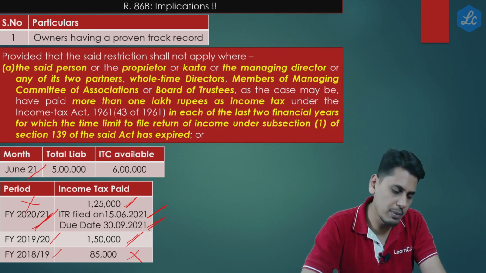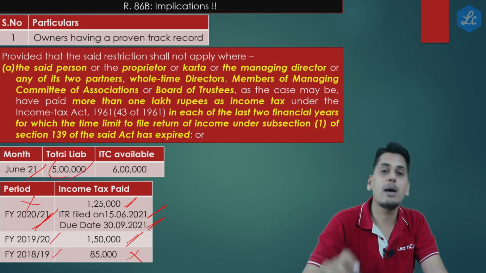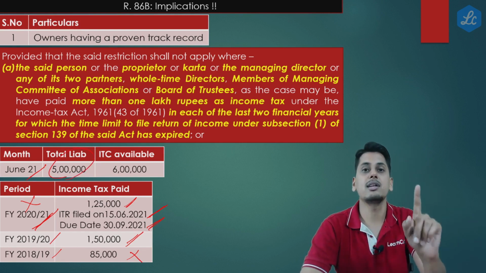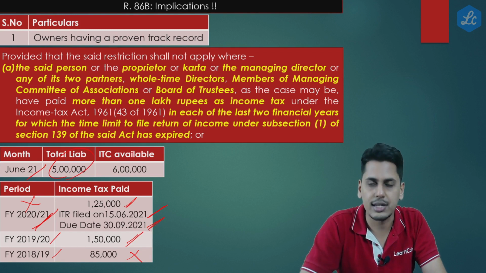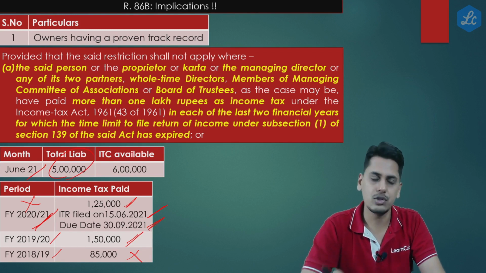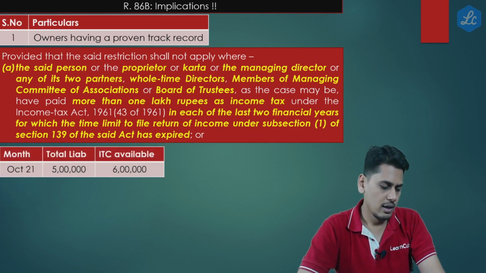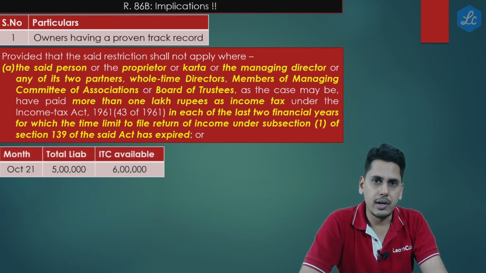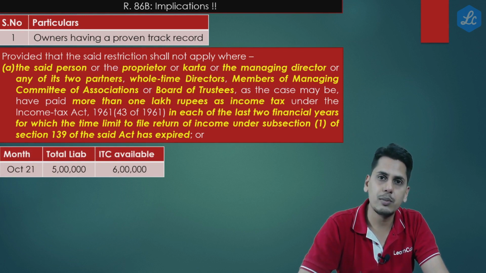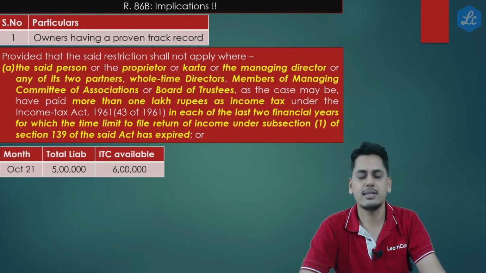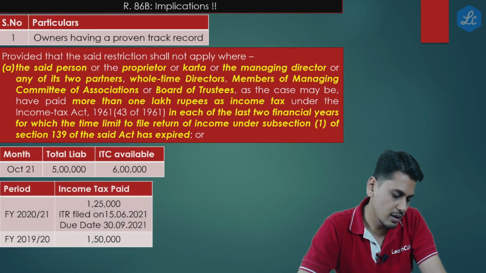86B is applicable for him. In this case, total liability is 5 lakhs, and at least 5,000 he has to pay from his cash ledger. Another case: tax period October 2021, liability 5 lakhs, ITC available 6 lakhs.